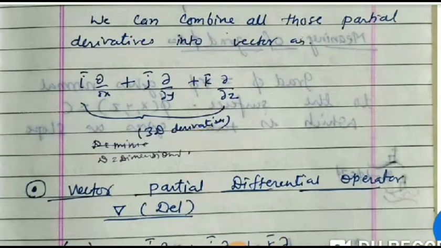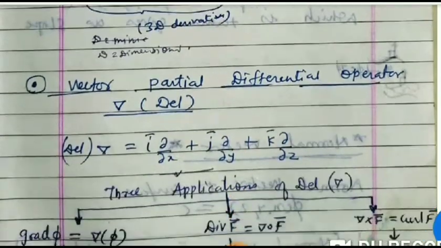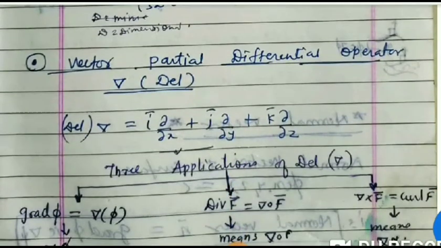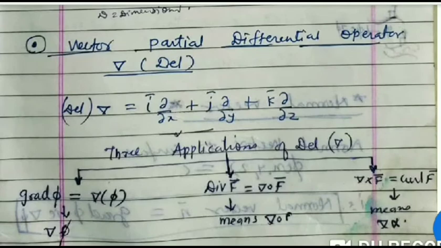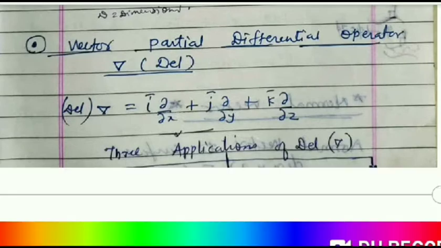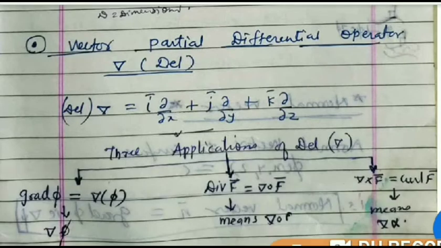Next, now we come to our first article. Our first article is the vector partial differential operator. Vector differentiation is our first topic. So in that, the first point is the vector partial differential operator. The vector partial differential operator is del. We can say it as del.